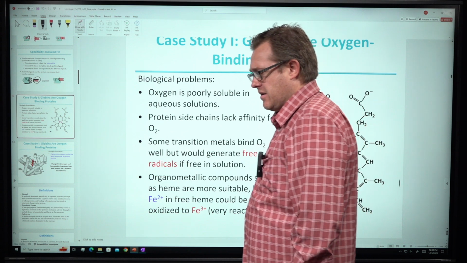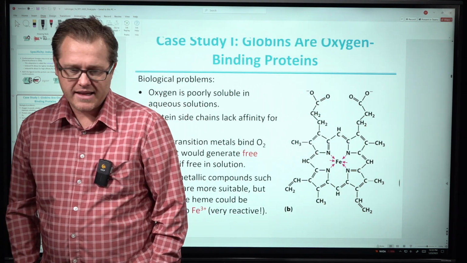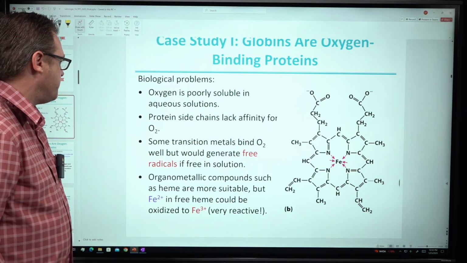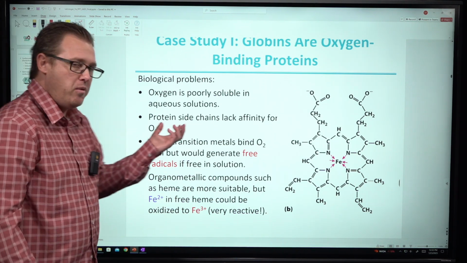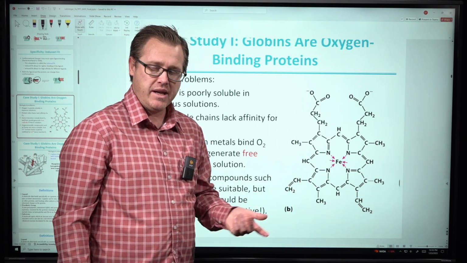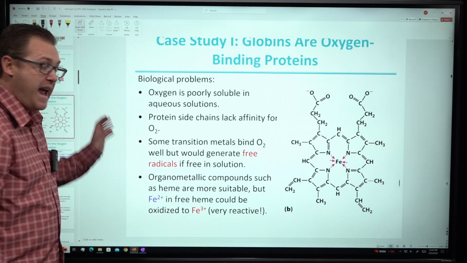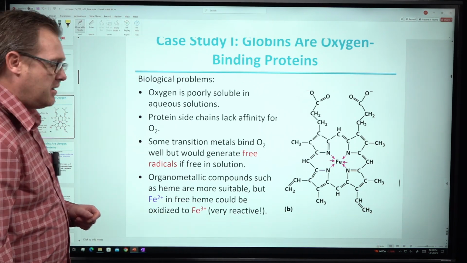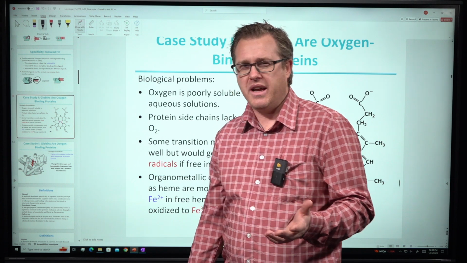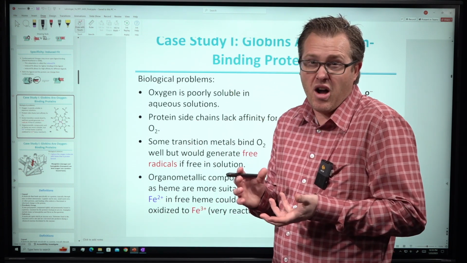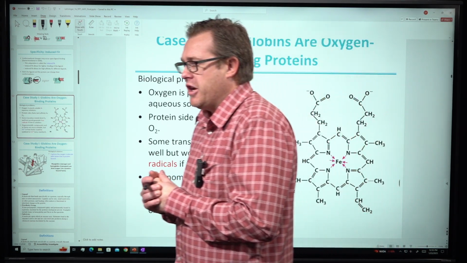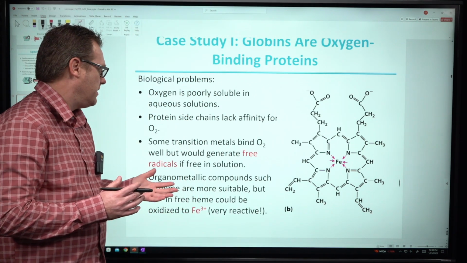Okay, so that's the problem. How do we transport oxygen in our blood when it's so insoluble? One solution could be maybe we could get oxygen to bind to proteins. Because there's proteins in blood, could the proteins carry the oxygen? And the side chains of proteins can't grab onto oxygen very well. It doesn't do that. So maybe we could use some kind of metal.